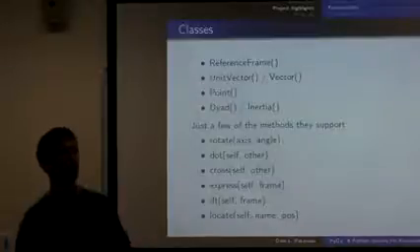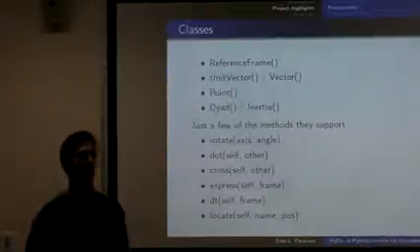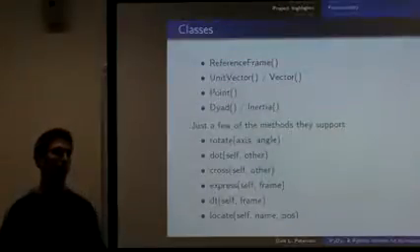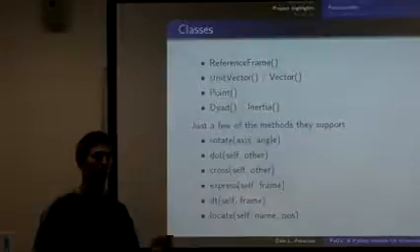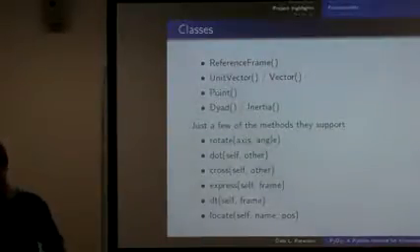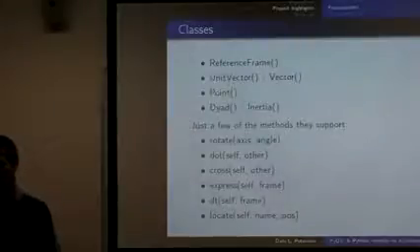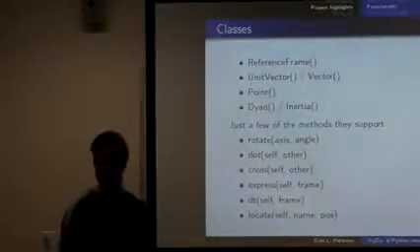So say I have some vector expressed in inertial coordinates, but I want to know what that vector is in some other reference frame. You can just express it in that frame. It takes all the rotations into account and puts it into another reference frame. Locate is how you create new points. It's kind of the analogous method to rotate. So rotate is used to create new reference frames. Locate is used to create new points.